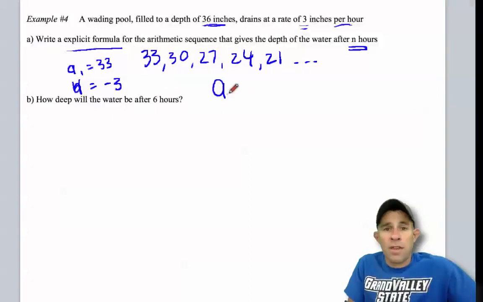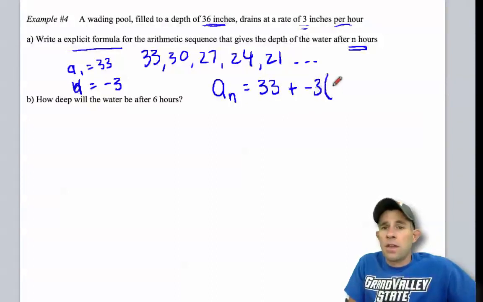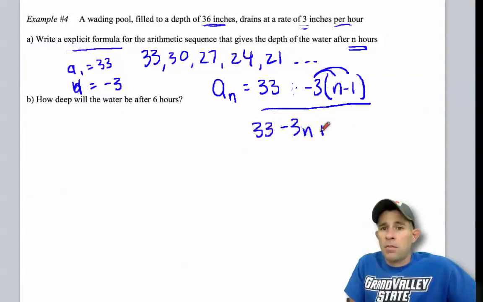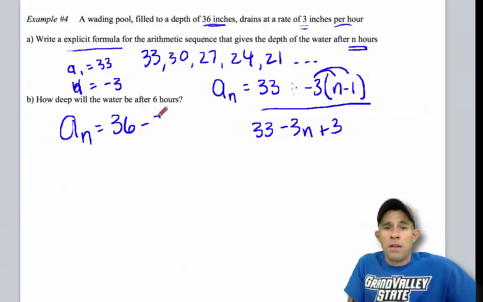Our explicit formula will say a sub n is equal to our first term 33 plus a negative 3 times n minus 1. Now again, I can go back here, I can get rid of this plus. In fact, I'll do that, just erase that out of there. And I have my explicit formula, which is 33 minus 3 times n minus 1. Now I can simplify this again by distributing that negative 3 in. So I'll have 33 minus 3n plus 3. If I add that 3 to the 33, my explicit formula now looks like this: 36 minus 3n.